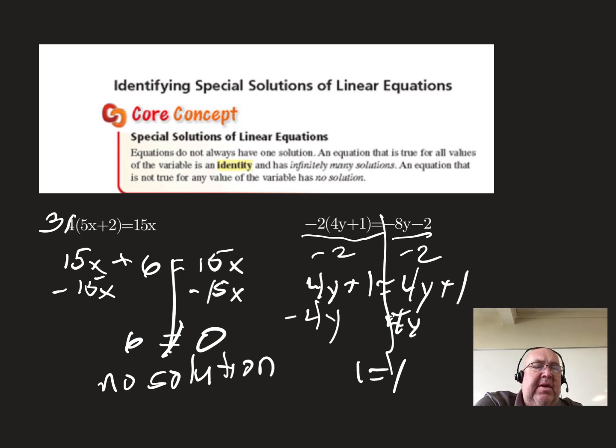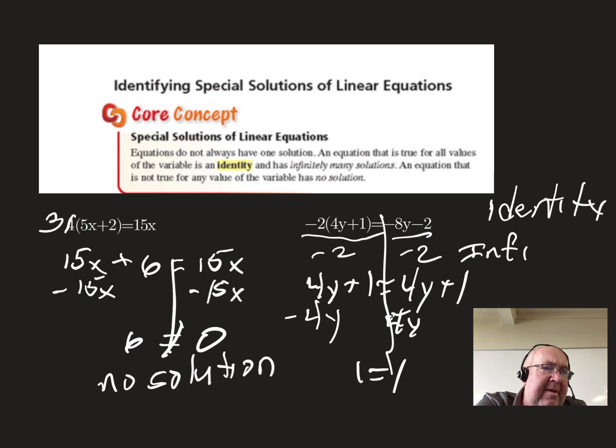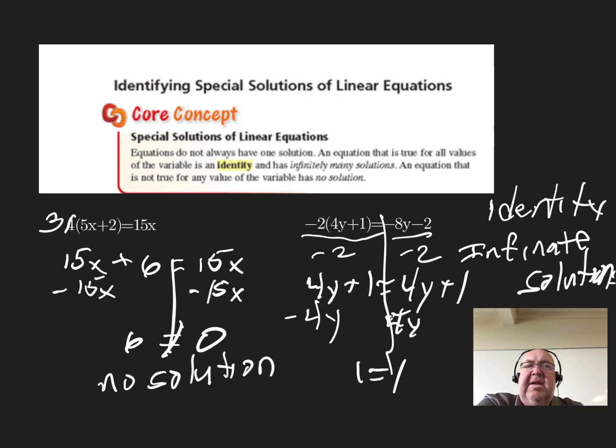That is true. That is called an identity. And we saw that one step earlier. 4y plus 1 and 4y plus 1 was the same thing. Again, an identity. That means there's infinite number of solutions. So any number would be a solution to this. Didn't quite have room for the S there.